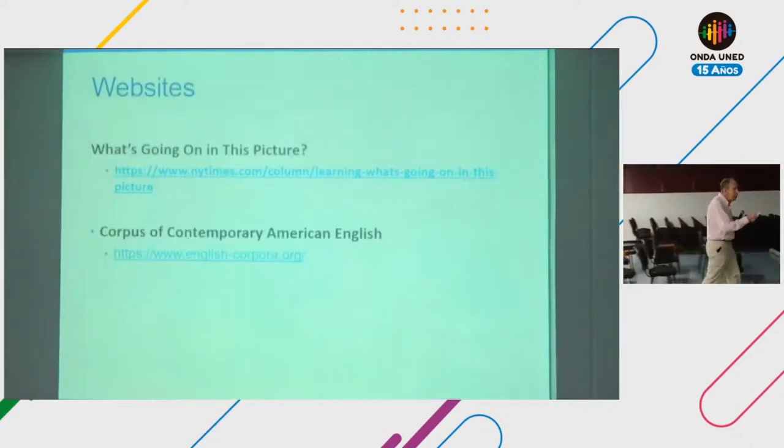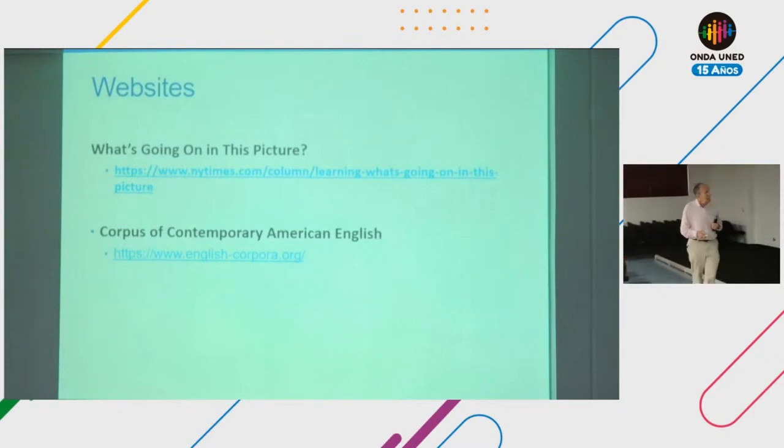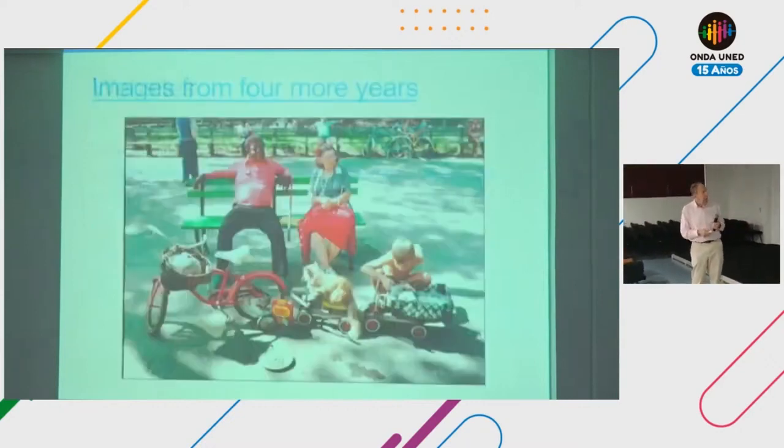And by the way, here are the websites. This is a little out of order, I'm sorry. That's the website which you should have for What's Going On in This Picture. It's a New York Times feature. And then I'm going to show you the Corpus of Contemporary American English.